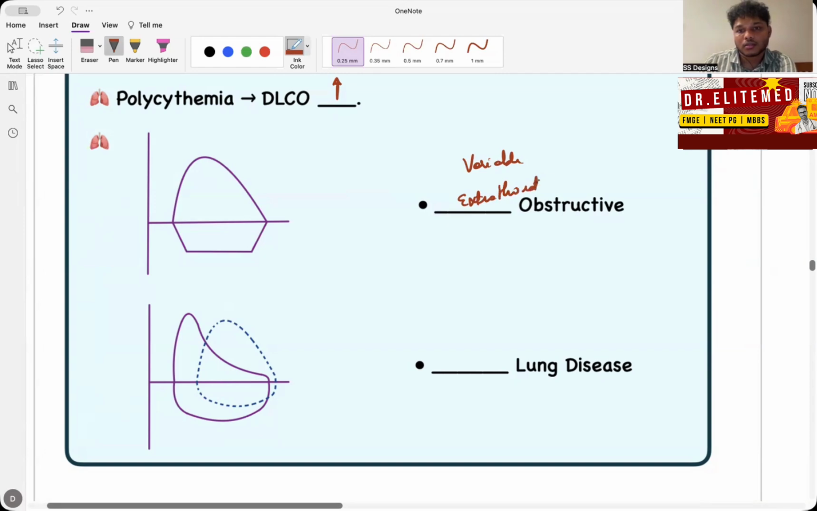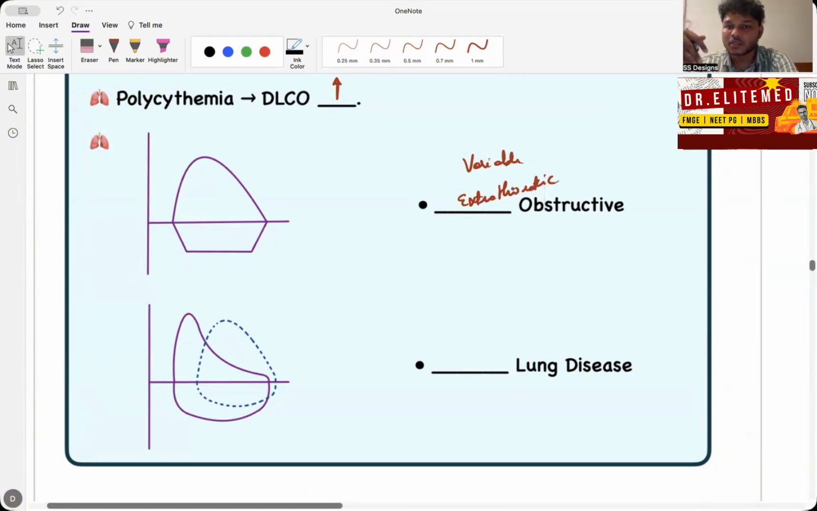I remember it like this: E should always come with I. If it is an inspiratory problem, then it is always extra. If it is an expiratory problem, then it is always intra. So just keep this simple, okay?